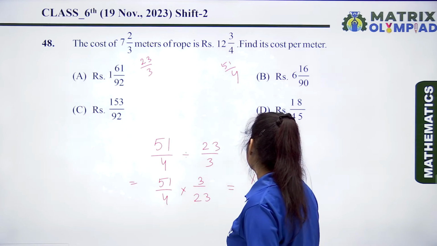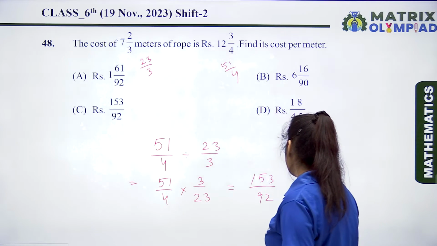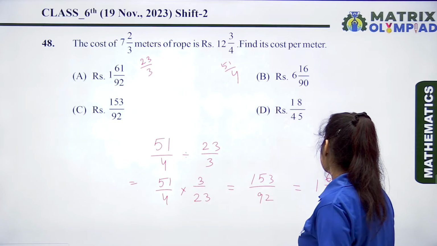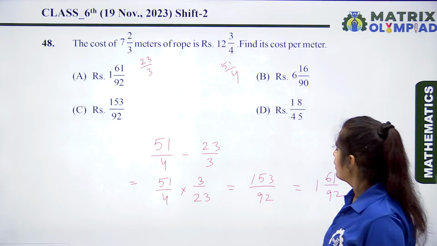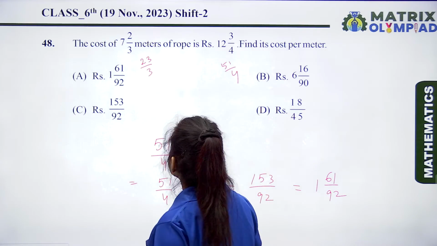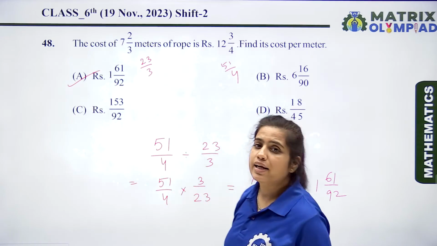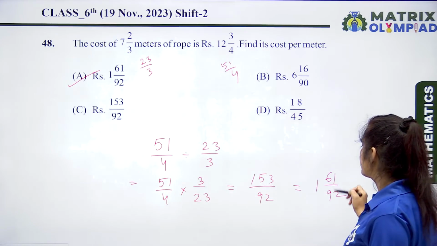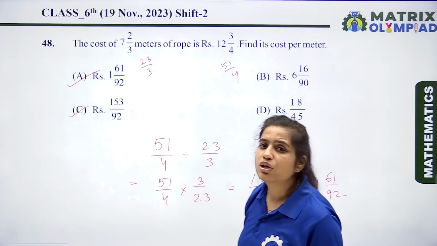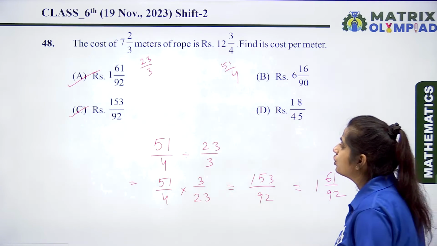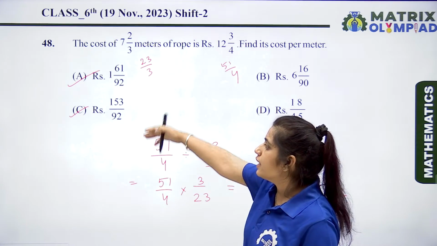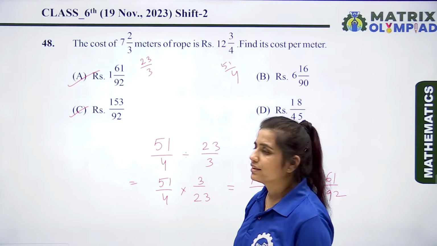This will give us 153 upon 92, and after converting it into the mixed fraction we get 1 and 61 upon 92. So here, this is the answer. Now let's check the options. Here option A is the correct answer as 1 61 upon 92 is in the mixed form. And here option C is also the correct answer as 153 upon 92 is in the improper fraction. So here answer A and C are the correct answer.